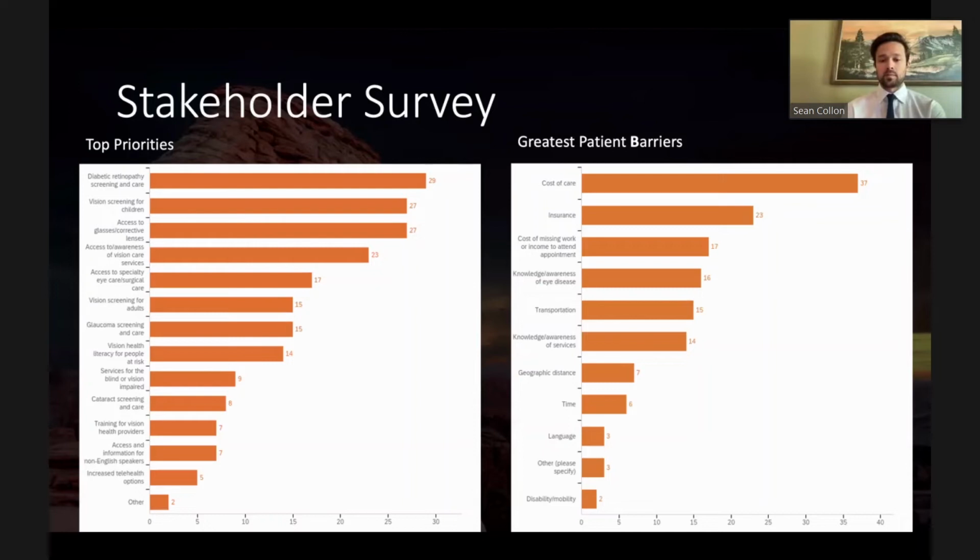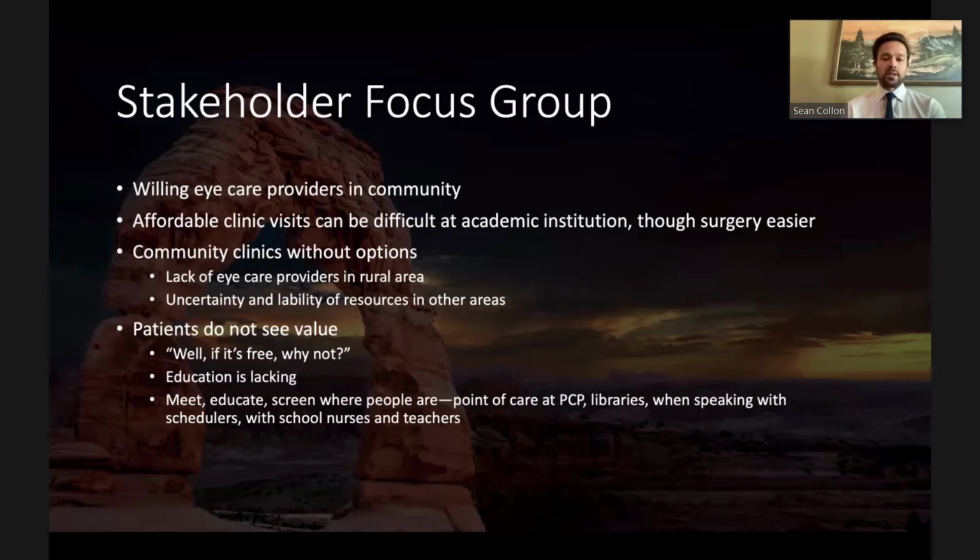So we had our stakeholder focus group in January of this year. It was about 10 participants. We asked everyone who responded to the survey if they'd be willing to participate. And again, we had pretty good representation from ophthalmologists, optometrists, health practitioners in the primary care setting, in community clinics.